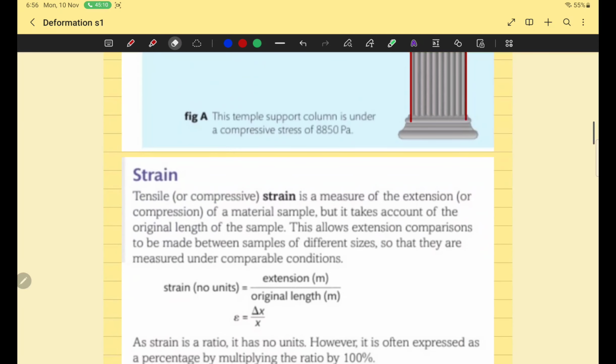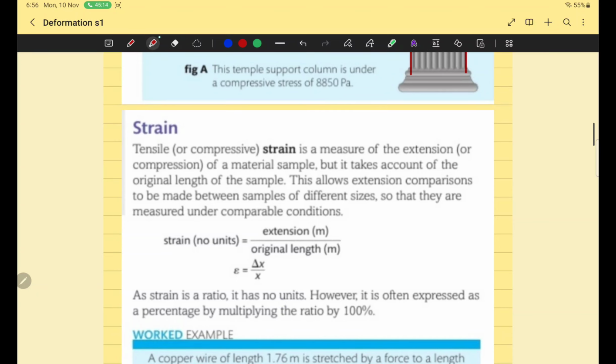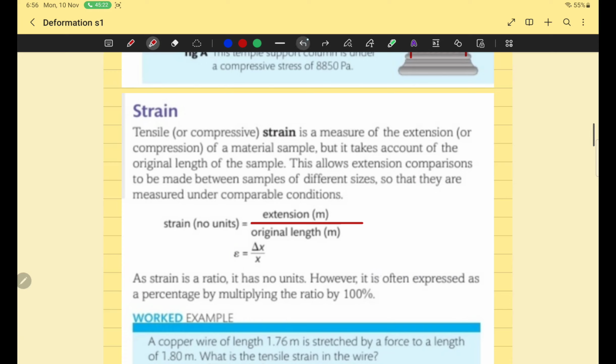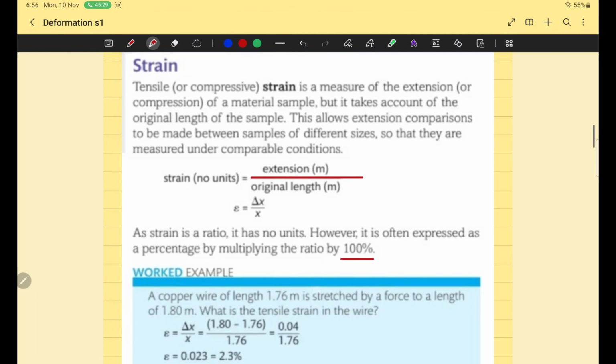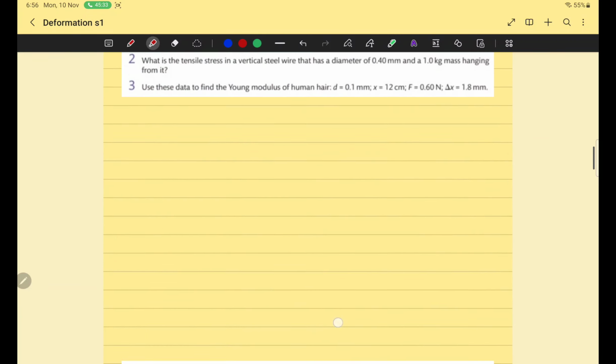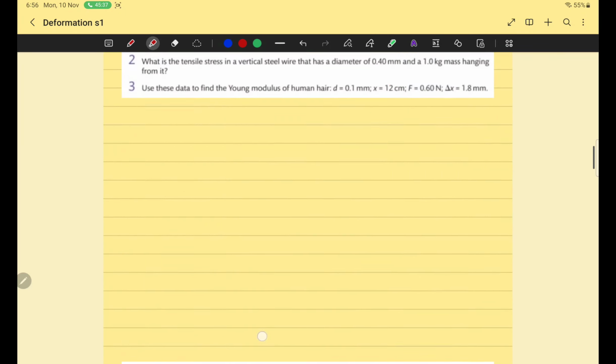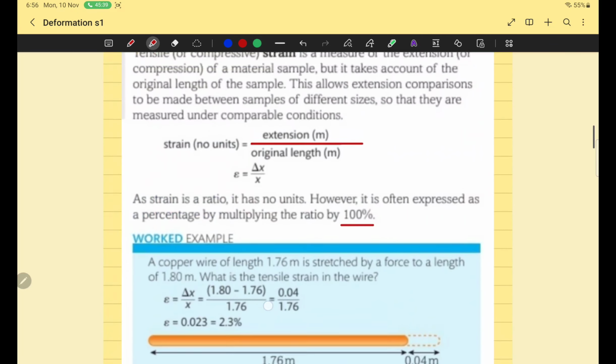And now the next heading is strain, whose theory we have already discussed. Strain is extension divided by original length. And this is the symbol, and usually it has no unit, but we can express strain in percentage. And now this is the last question. Then we will start original questions from past papers. So we should complete it.